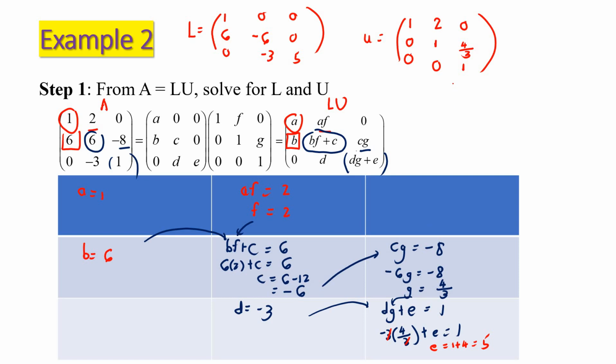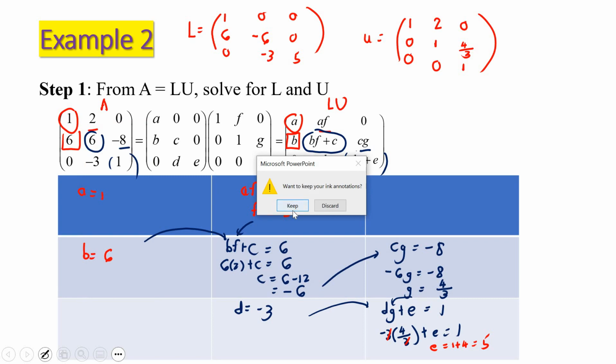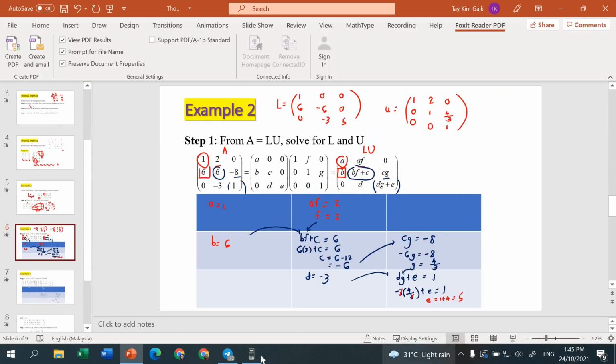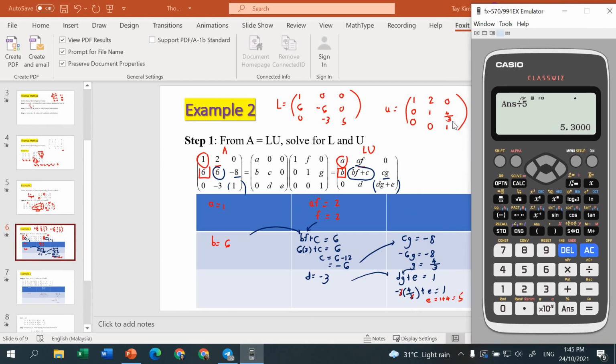So step 1, make sure to obtain L and U correctly. To make sure that you calculate correctly, I suggest you do the matrix multiplication of L and U quickly using a calculator. Double check that L multiplied by U gets back to A.